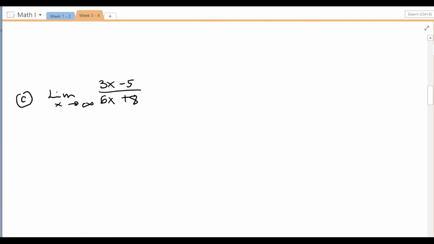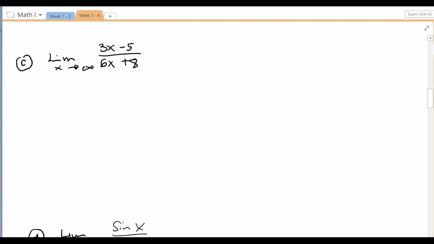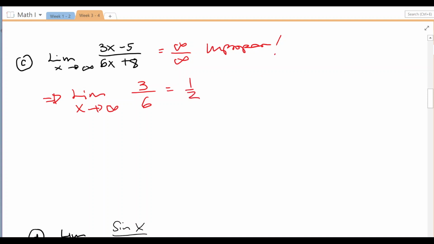Let's do another one. Limit of 3x minus 5 over 6x plus 8 as x approaches infinity. Again, if you do direct substitution, you get infinity over infinity, which is improper. So take the derivative, which becomes the limit of x approaching infinity of 3 over 6, which is half. So the answer for this limit is equal to half.